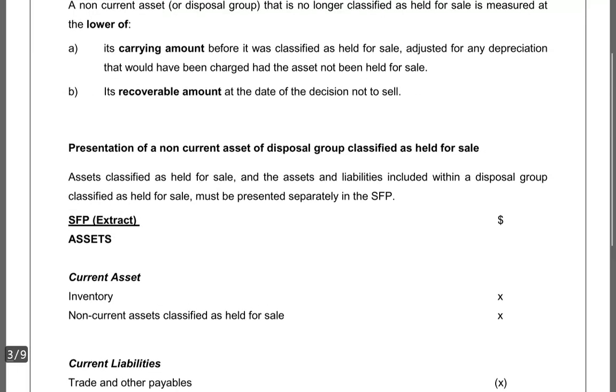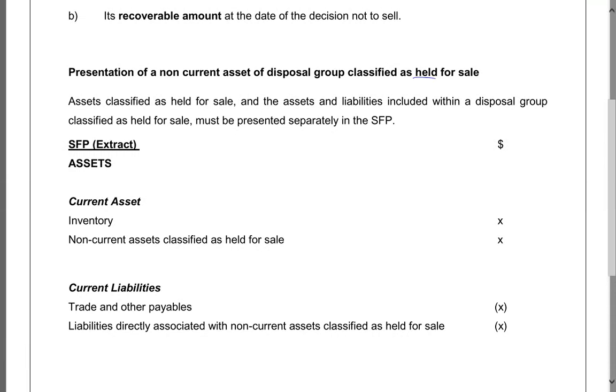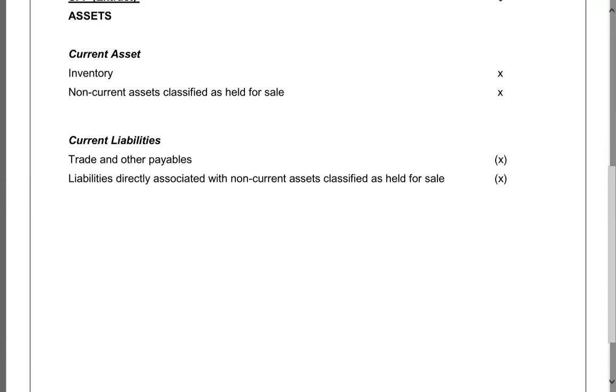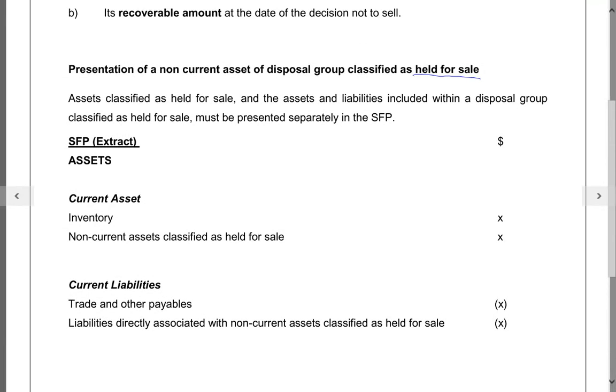The presentation for non-current asset held for sale, page 35. Non-current asset held for sale, SFP. So this is how the SFP looks. A non-current asset, PPE, is normally classified at the top. What does it mean? Non-current asset means we intend to hold it for more than 1 year. Now that you intend to sell, this asset will not be for long term. Must we classify them as current asset? Yes. So from non-current asset, we put it under current asset.